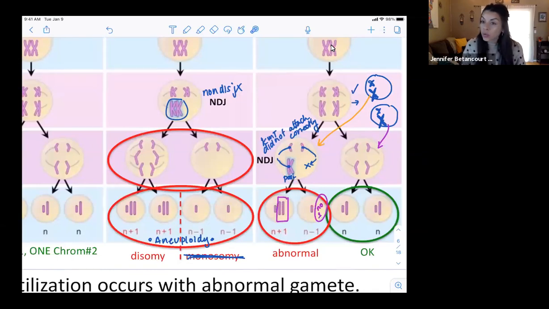Because meiosis happened normally here, these gametes will have the normal amount of chromosomes. So if either of these gametes go on to make an embryo, the embryo will not exhibit aneuploidy. It will have the correct number of chromosomes, 2n equals 46, where each set has 23 chromosomes.